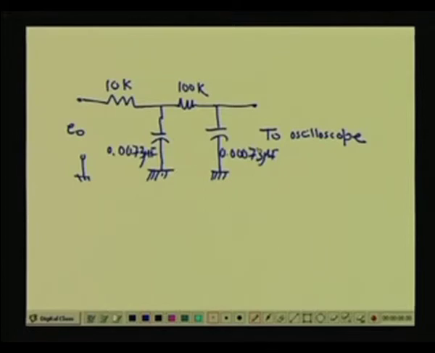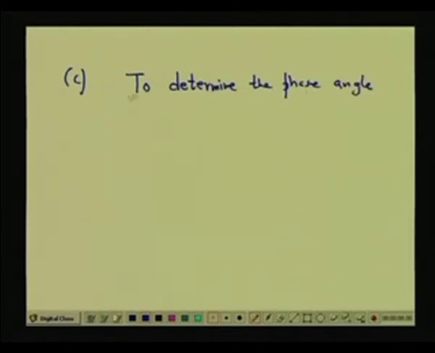Now, the third part, the part C, we have to find the phase angle. So, let us do that problem. Let me take a new page. So, the solution to the part C of the problem 21.1. To determine the phase angle, phase angle, E2 by E naught.